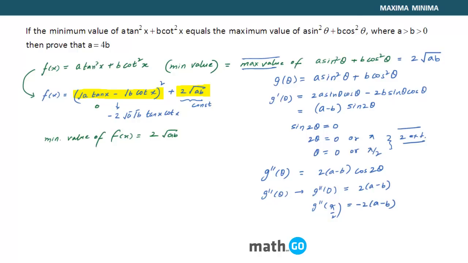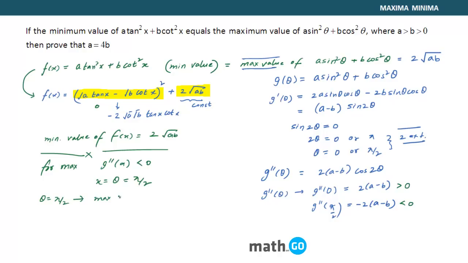Now let me ask you, which one of them is for maximum? What you will get? Double derivative should be negative. So let's see the sign of the double derivative. It is given that a is greater than b, so that means this is positive, and this quantity will become negative. So for maximum, we need that the double derivative should be less than 0, and this is happening for theta equal to pi by 2. So theta equal to pi by 2 will give you the maximum value of the g theta function.